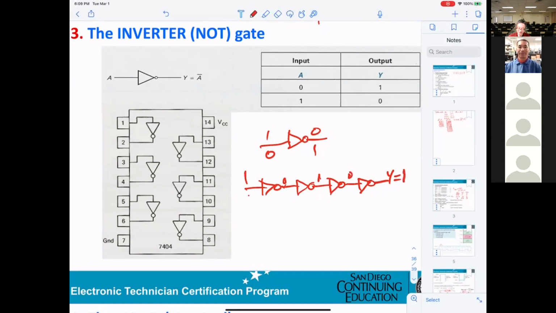Now, how come sometimes you can see this kind of circuitry, where input and output are basically the same thing? They don't need the inverter.